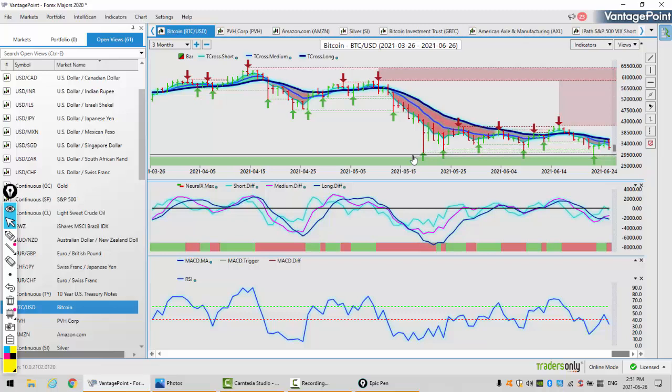China is all in on crypto. They're just not all in on Bitcoin. They want their own digital currency, not Bitcoin. So I don't believe they're going to win this battle as long as we keep pushing back against them.